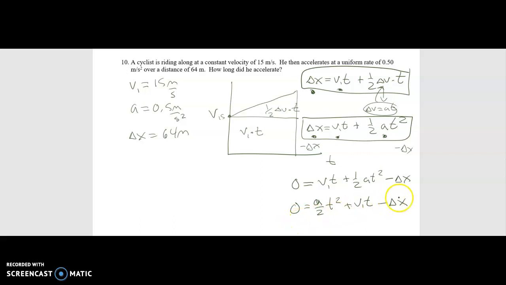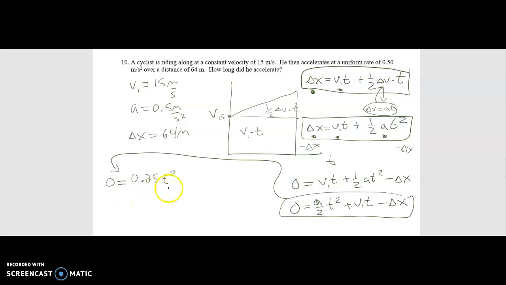So you can plug some numbers in. I want to move this over so we can see it a little better. So now we know 0 equals acceleration divided by 2, which is 0.25, times t squared, plus your initial velocity, 15, times t, minus your 64 meters. So at this point, my friends, you've got to do the old quadratic equation to solve for that.